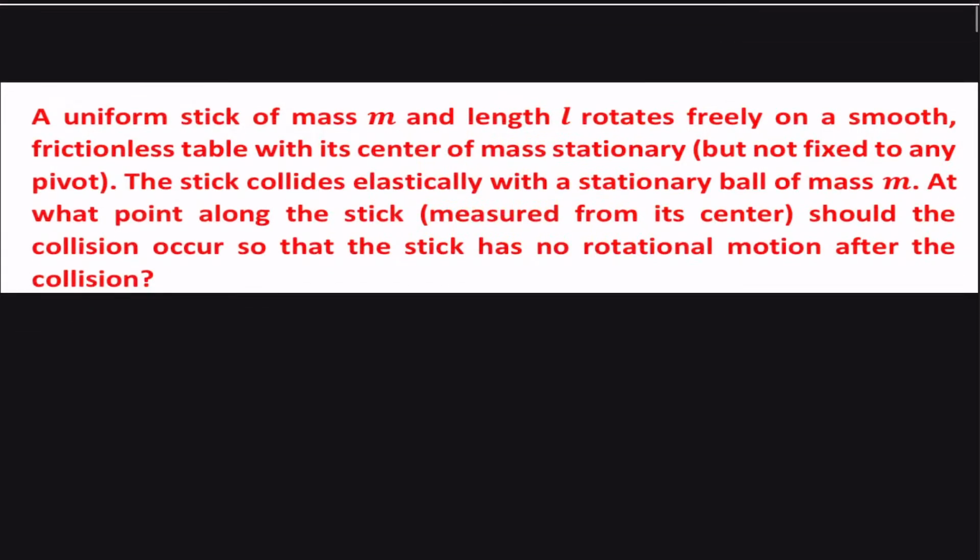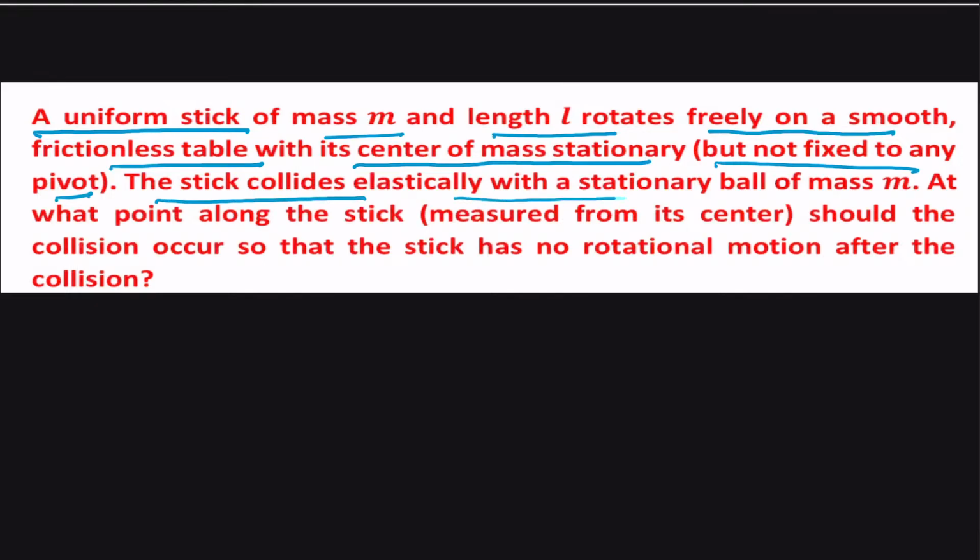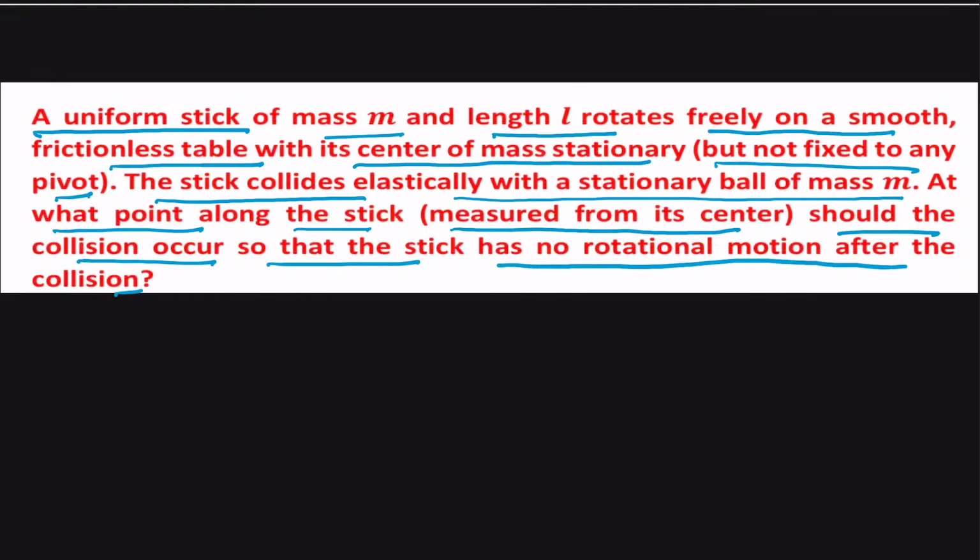we are given that a uniform stick of mass m, length L, rotates freely on a smooth frictionless table with center of mass stationary but not fixed to any pivot. The stick collides elastically with a stationary ball of mass m. At what point along the stick, measured from the center, should the collision occur so that the stick has no rotation after the collision?